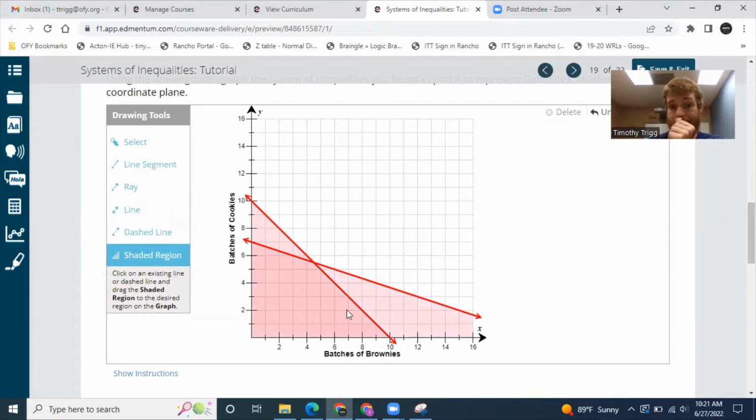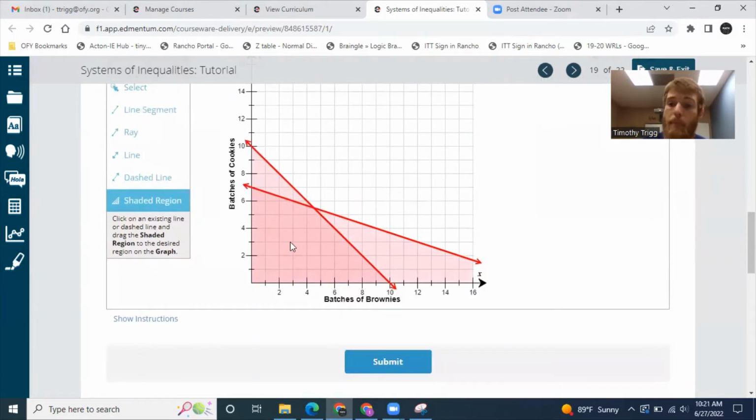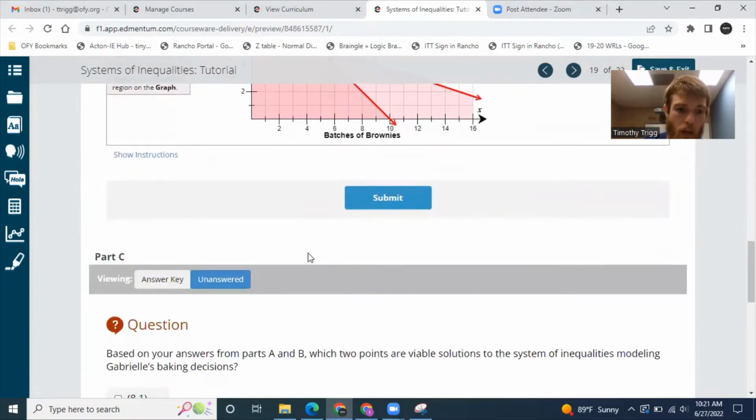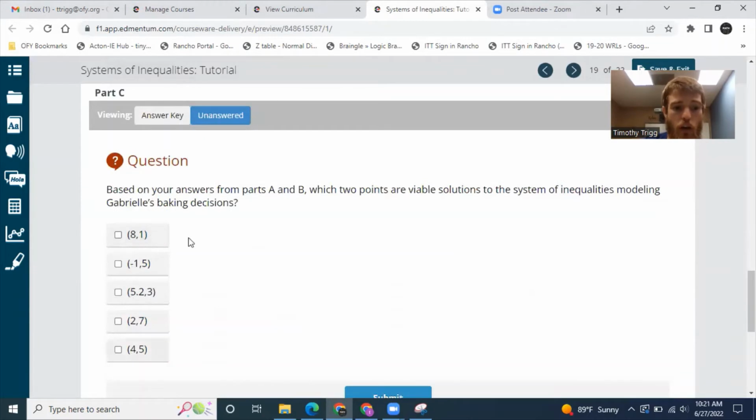So now look at this double shaded region. This is our solution set. For example, any point in this solution set is a possible number of batches she could make, right? For example, she could make 4 batches of brownies and 2 batches of cookies. That's a possible solution, right? So which of these points are in our solution set?